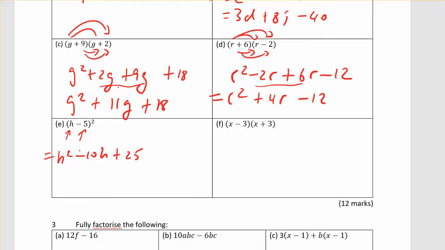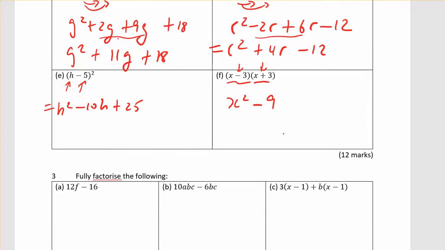Okay, done. Here we've got a difference of squares pattern. They're the same except there's a plus and minus. So the result is your first term squared, which is x squared, minus the second term squared, which is 9, because you got 3 times 3, which is 9.